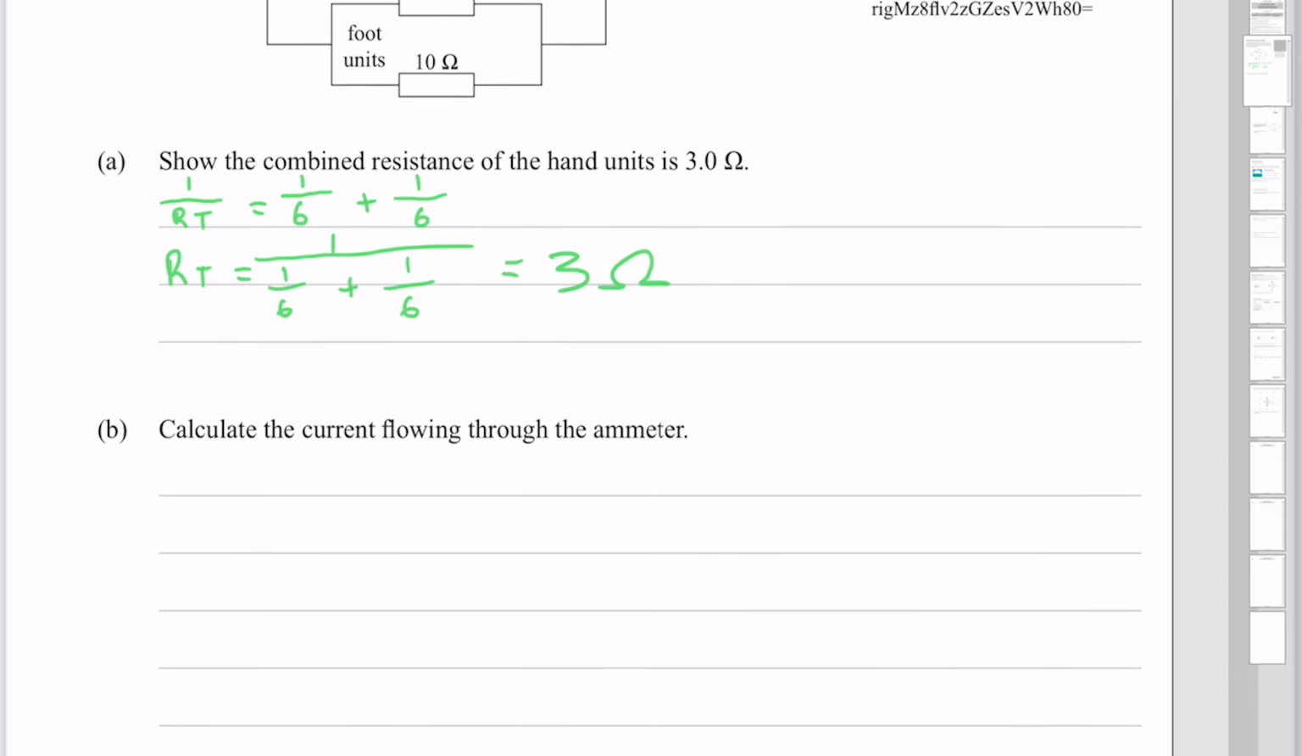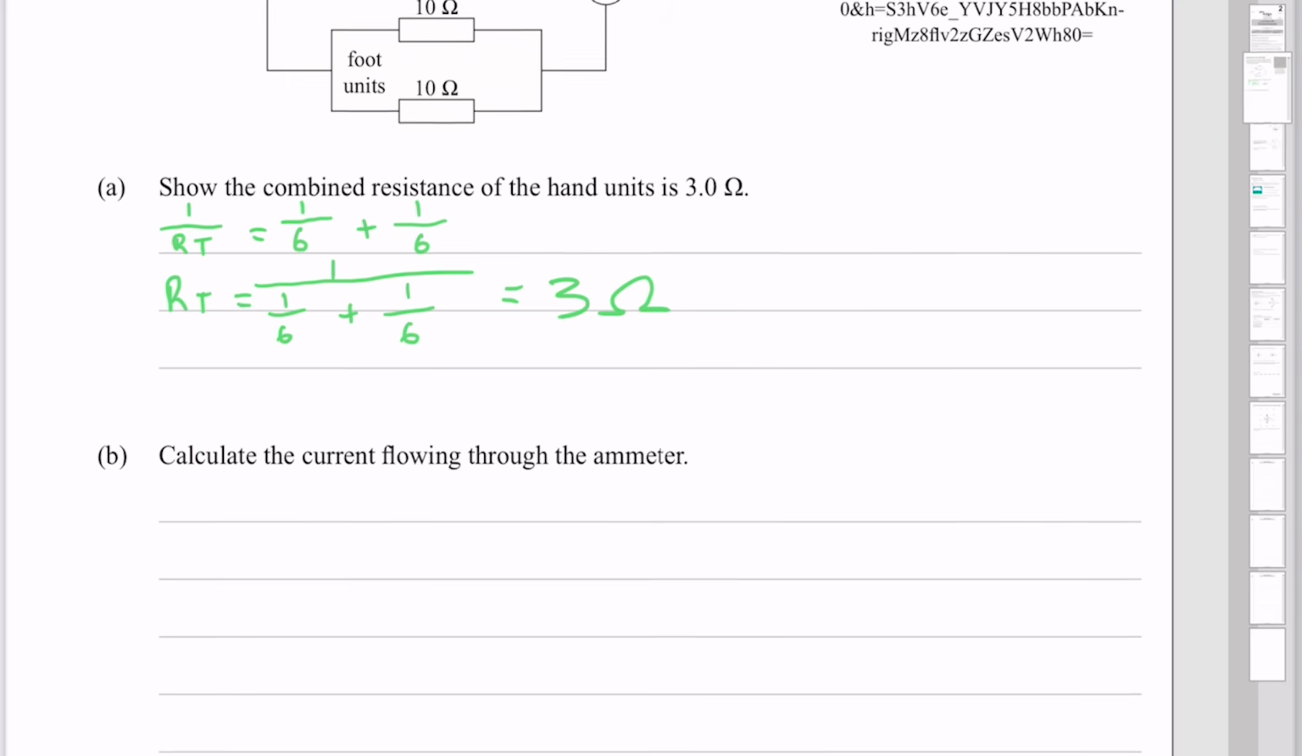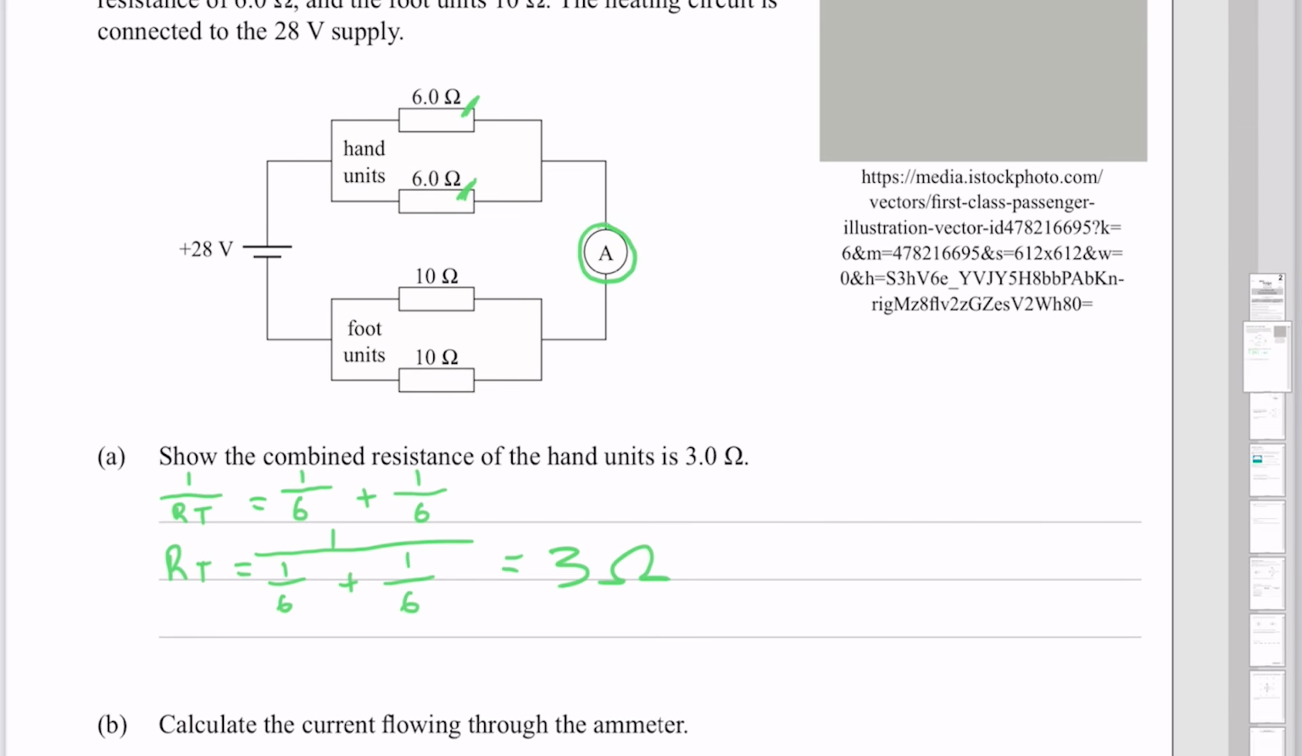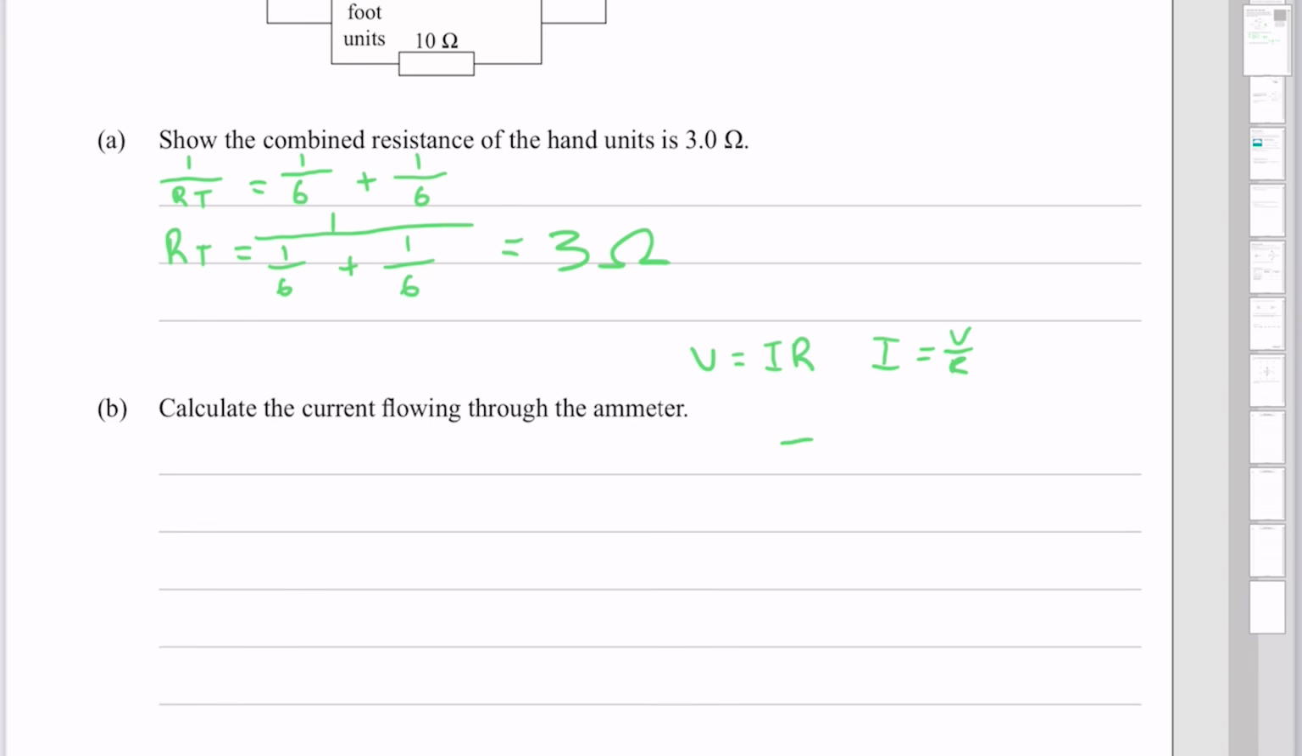Question B. Calculate the current flowing through the ammeter. Given the position of our ammeter here, the current in question is the total current in the circuit. Knowing the equation V equals IR, Ohm's law, we know that the current is V over R, which means that the total current in the circuit is going to equal the total voltage in the circuit divided by the total resistance in the circuit. Now our voltage, we already know is our 28 volts, but we don't know our total resistance.